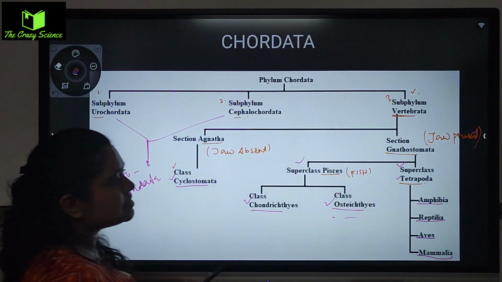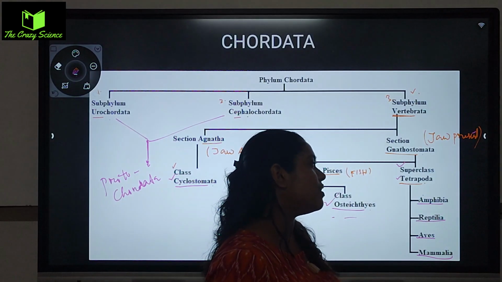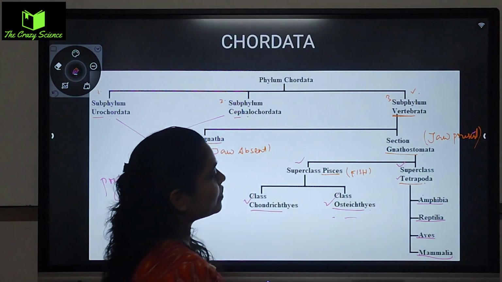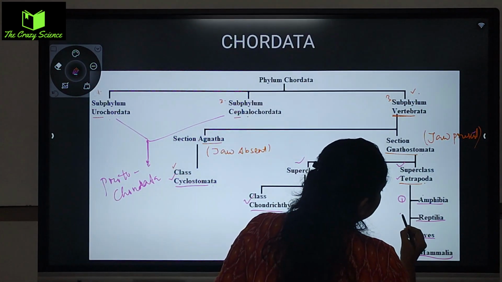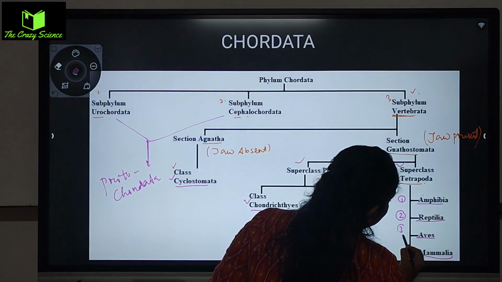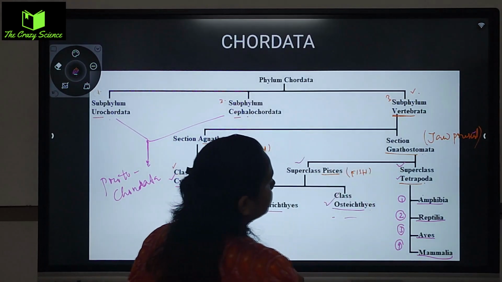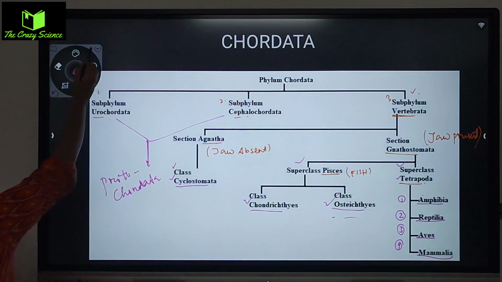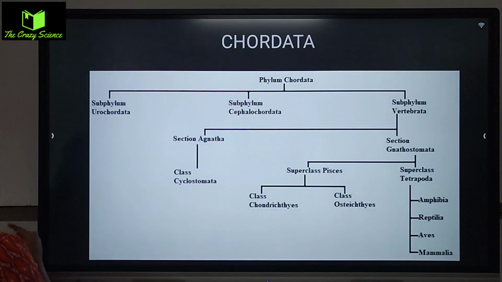Okay, so let's move to the, we can start from the tetrapoda. First one, that is amphibia. We're going to start from amphibia, eventually cover the reptilia, third aves, and the fourth mammals, covering one by one. So let's move to the next one.